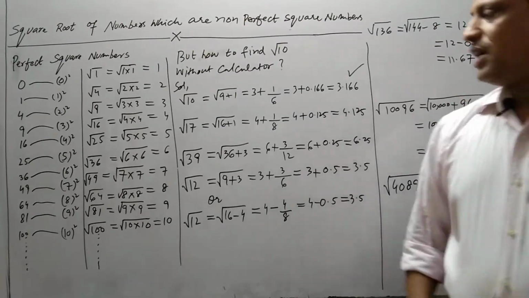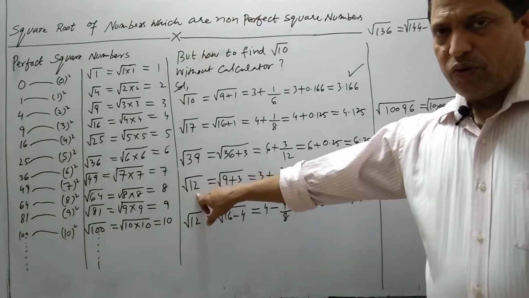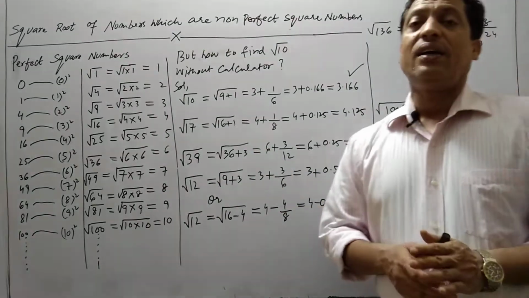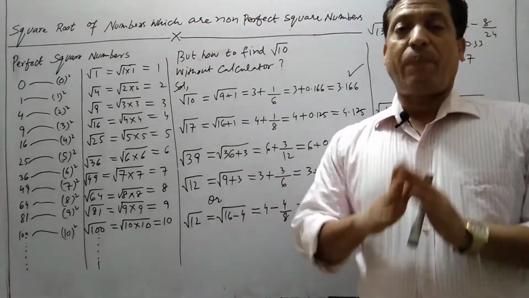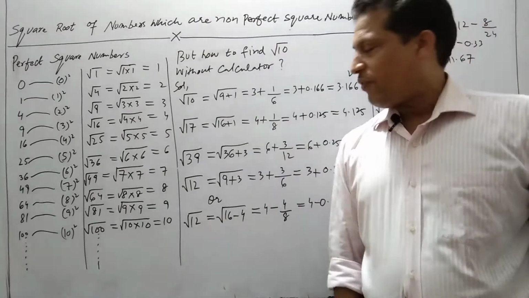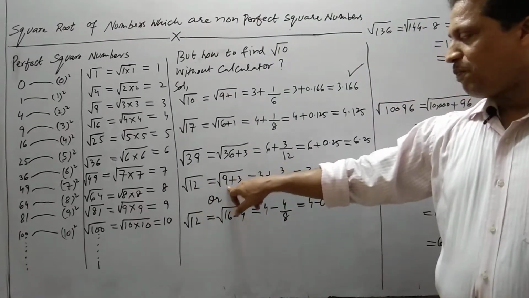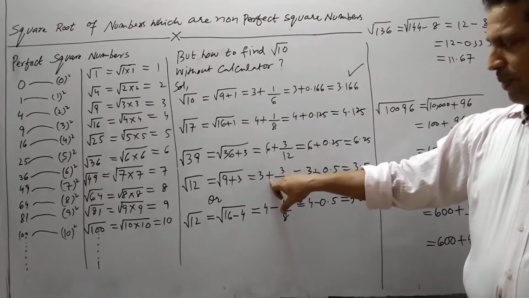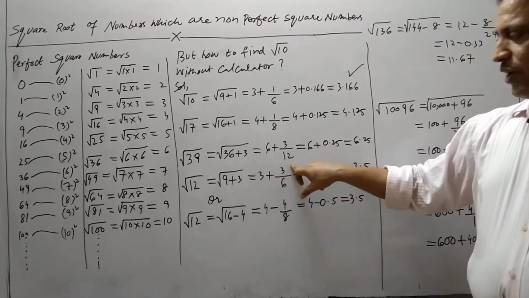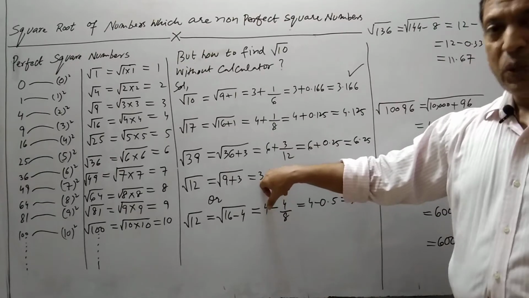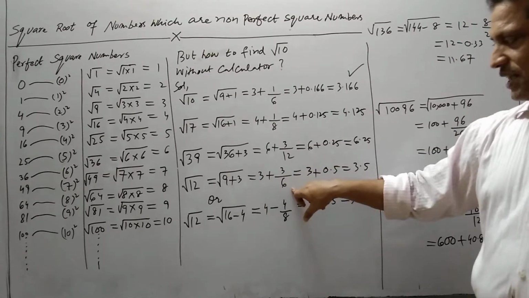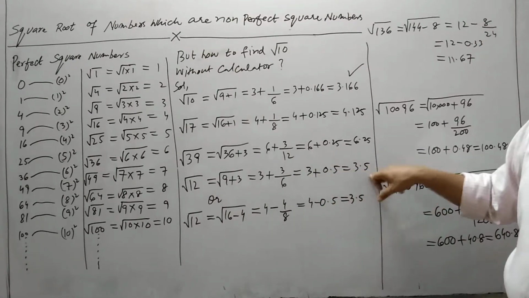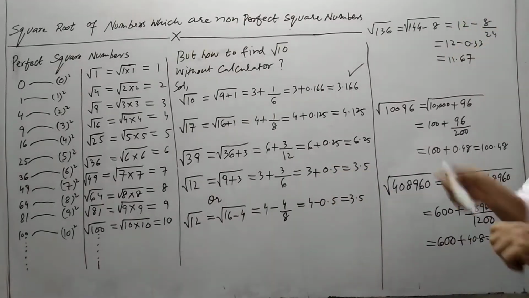You need just practice. See, square root of 12. How to write 12 into two numbers? One should be a perfect square number and the other number is not a perfect square number. So 12 can be written as 9 plus 3. Square root of 9 is 3, plus remains plus, 3 remains 3, upon this number multiplied by 2. 3 twos are 6. So 3 plus 3 upon 6 is 0.5. 3 plus 0.5 is 3.5. This is your final answer.